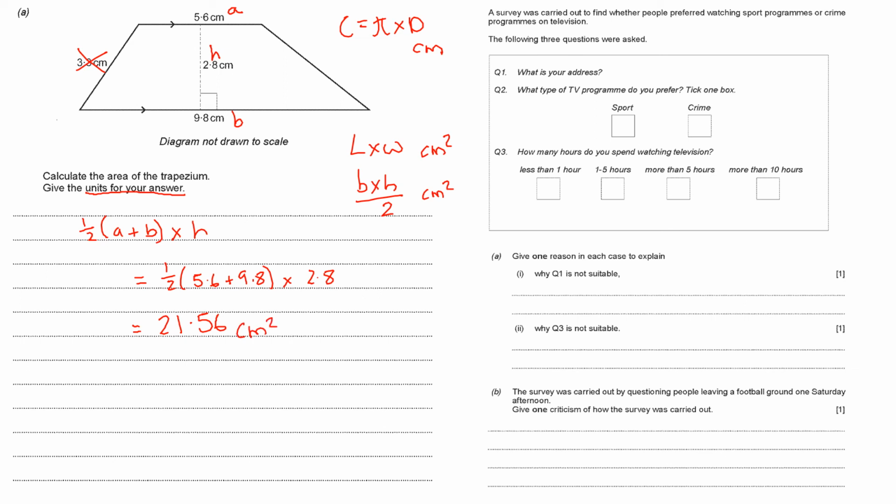centimeters squared. Okay, and to end, questionnaires, criticizing a questionnaire. The kind of things you'll be criticizing are overlapping groups. What do I mean by that? If I said, how old are you? 1 to 10 or 10 to 20. Well, if I was 10, which of those groups would I go in? They overlap. 10 is in both groups.